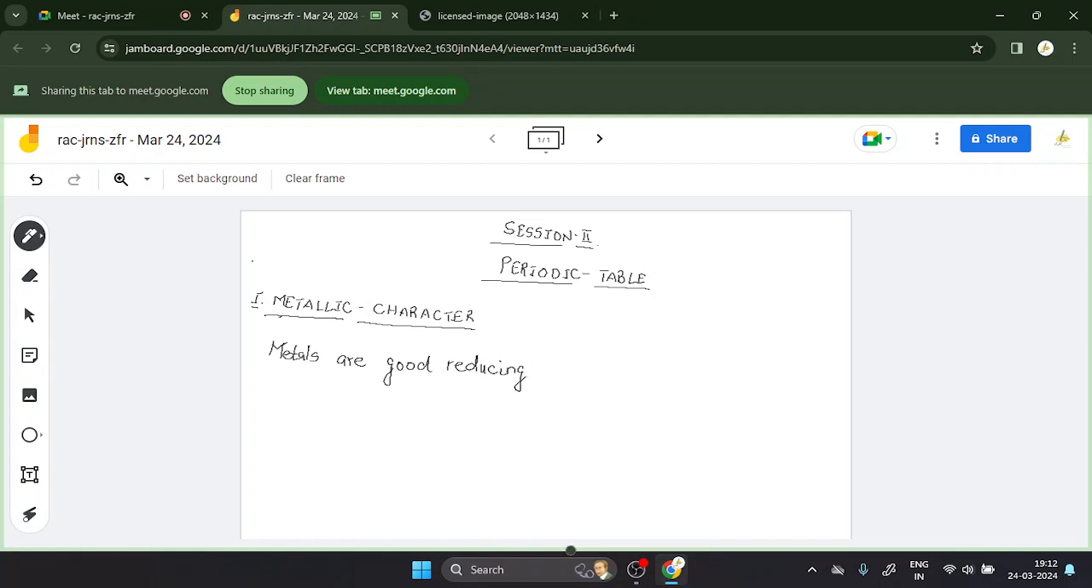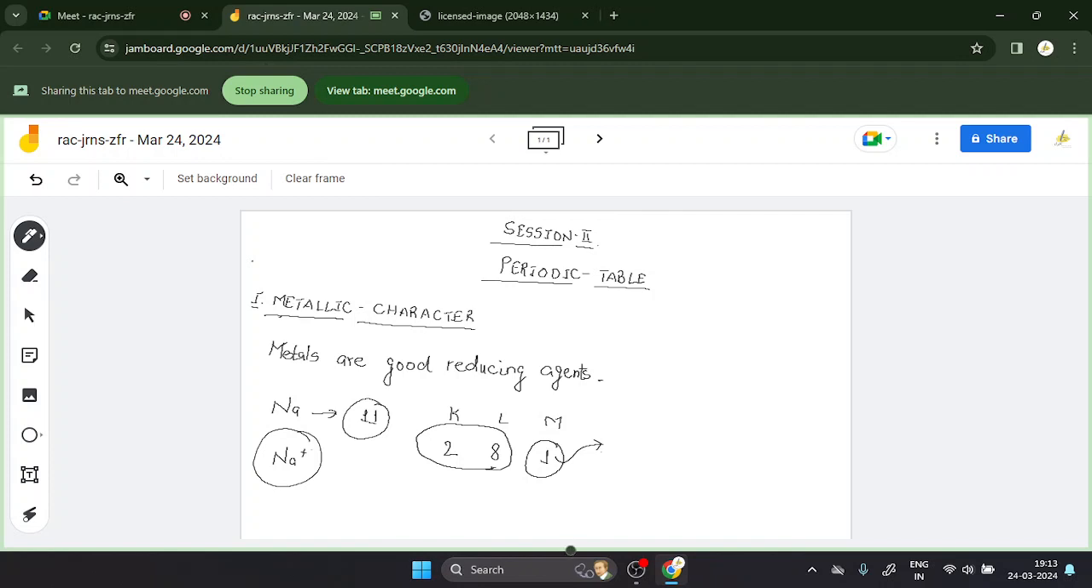And what are reducing agents? Those which lose electrons to form positive ions. If you look at any metal, for example sodium, Na, what is the atomic number of sodium? It is 11. Just write the electronic configuration: 2, 8, 1. So this 1 electron can easily be lost, and it can become Na plus to achieve the nearest stable electronic configuration. If you look at every metal, the same condition is there. Either they are losing 1 electron to form the positive ion, or 2 electrons, or 3 electrons. That's the reason why they are good reducing agents.